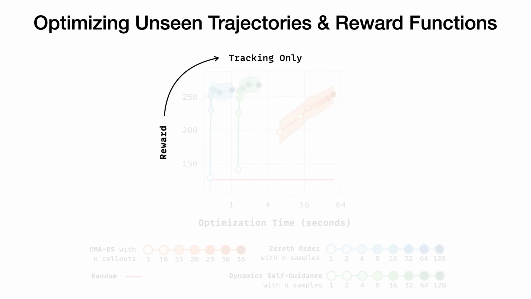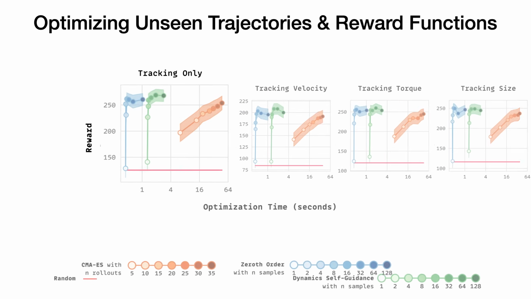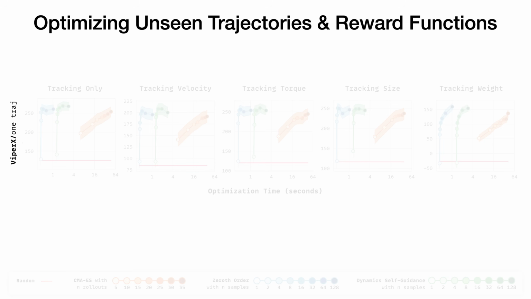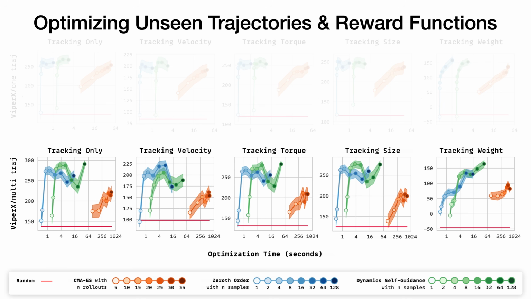Now, these results are for a reward that only has one term for tracking precision. But we see the same pattern for other reward functions involving velocity, torque, size, and weight regularization, even though the model has never seen any of these reward functions. They also hold beyond single trajectory optimization, extending to multi-trajectory optimization too. Here, the speedup thanks to parallelization is even larger.